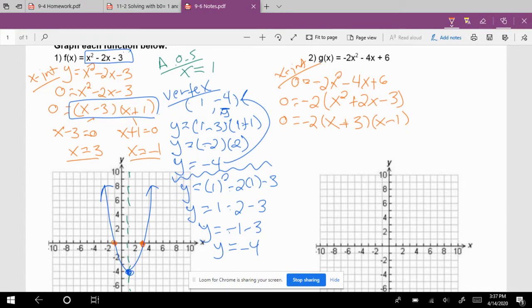So when solving, this -2 does not have a variable. So it's not going to tell me any information as far as x-intercepts go. I'm going to be just solving x plus 3 equals 0 and x minus 1 equals 0. And those are my 2 x-intercepts. So I can plot those on the graph.